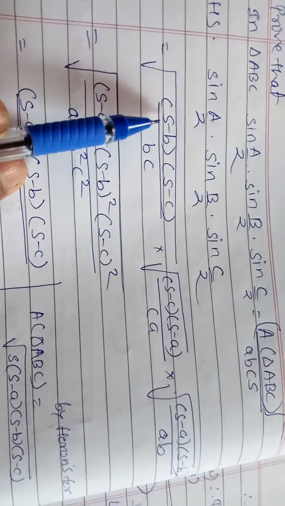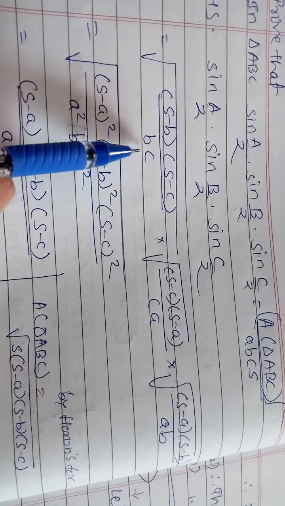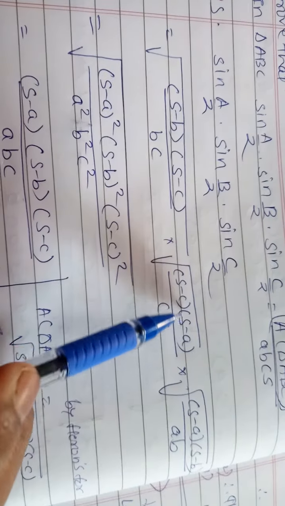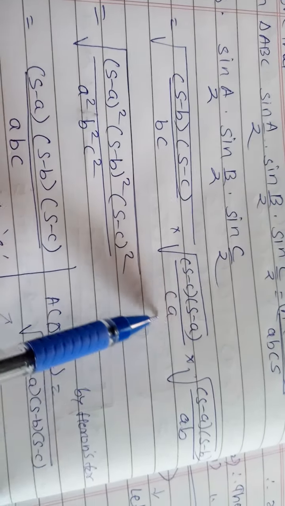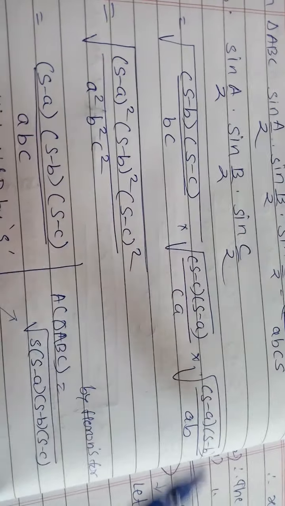The value of sin A by 2 is s minus b s minus c upon bc. Value of sin B by 2 is s minus c s minus a upon ca, and sin C by 2 is s minus a s minus b upon ab. ये सब रूट में है. Now we are going to write it in the one root.